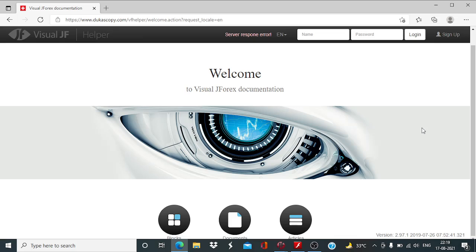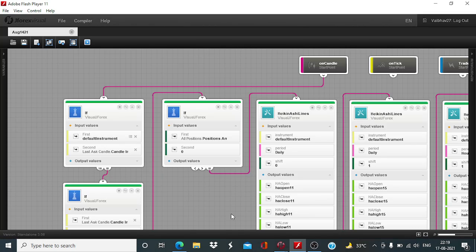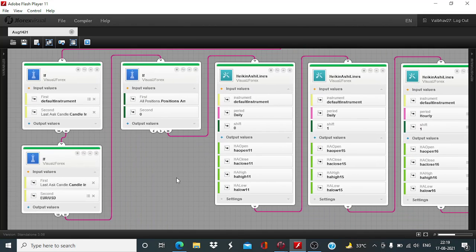I am Vaibhav. I welcome all of you to today's session of Visual JForex, in which we will be continuing to work with the indicator named Heikin Ashi lines. This is going to be the third and final part in this series, and in today's setup we will be looking to define the conditions for the execution of the sell trade. So let us head to the Visual JForex board, which has been developed by the Dukascopy Bank SA.